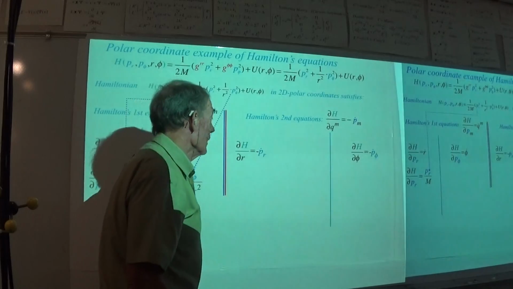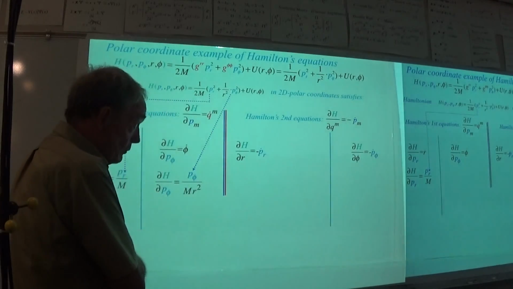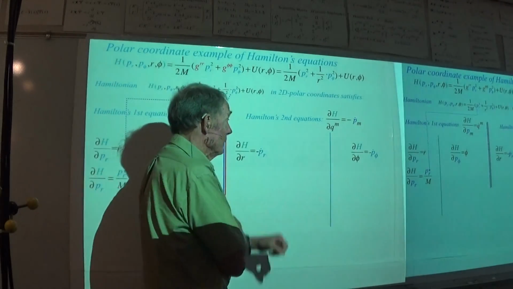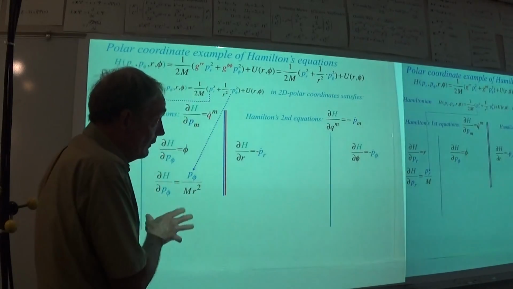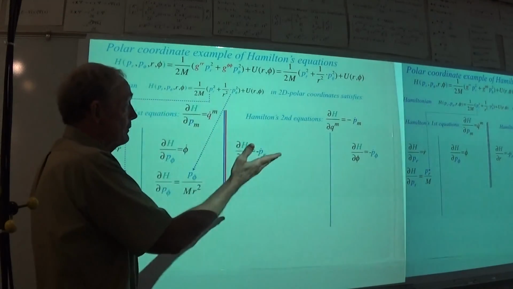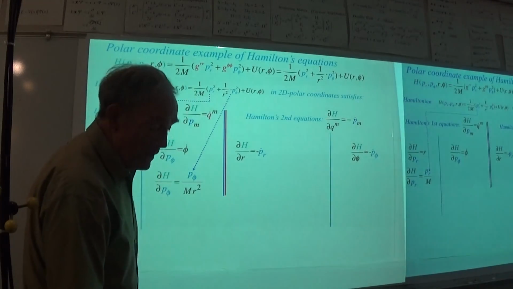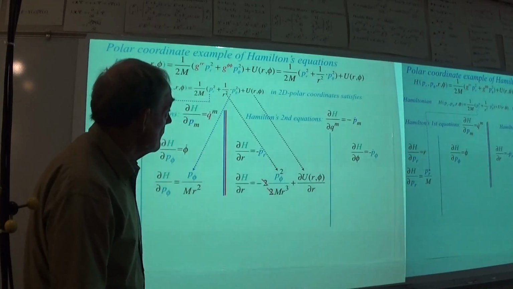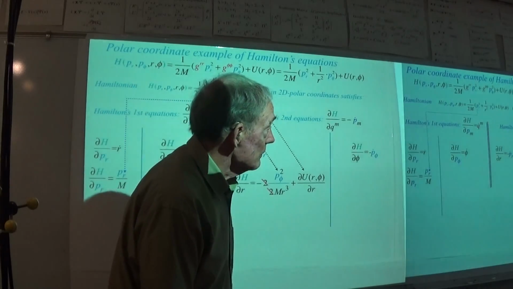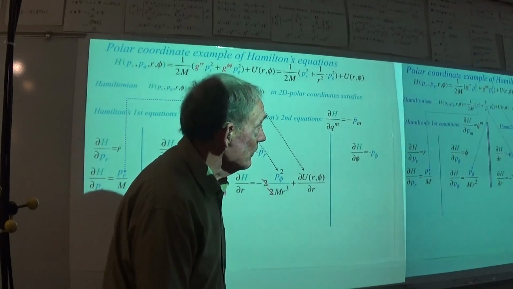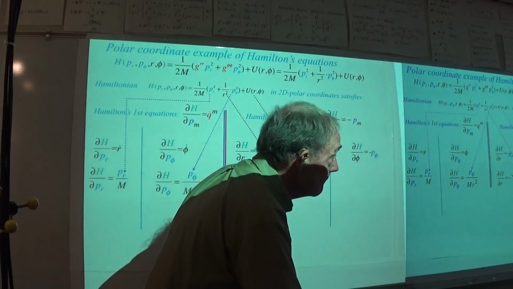Go on to do it with the second equation of Hamilton. This one, the gradient on the coordinate is equal to minus the p dot here. That's kind of, as I said, a little bit weird. But let's go ahead and do it on these sets here.